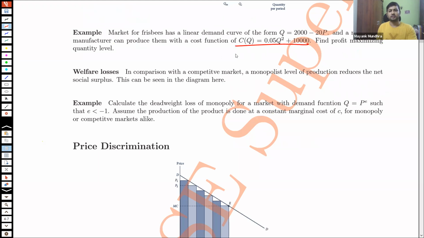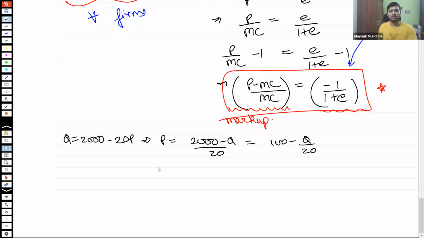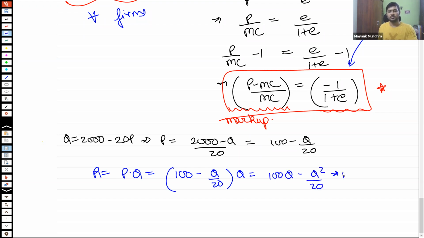Now cost is this. So let's find the marginal revenue. Revenue is equal to price into quantity. So that is (100 minus Q by 20) into Q. So that is 100Q minus Q square by 20, which implies marginal revenue equals 100 minus Q by 10.